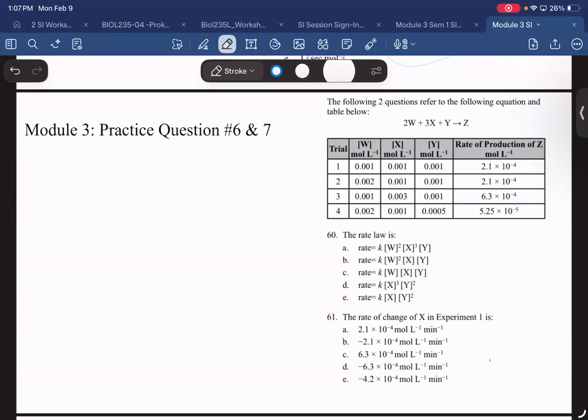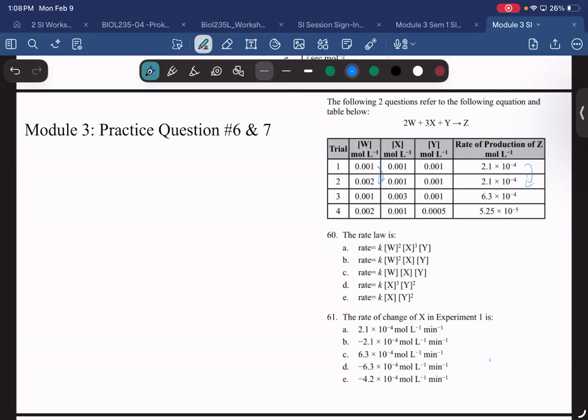Let's do this. All right. So, what is the rate law? Does anyone have any guesses? E? Okay, all right. We'll see. With the rate law, we see that W doubles, and then we see that the rate of production of Z is 0.